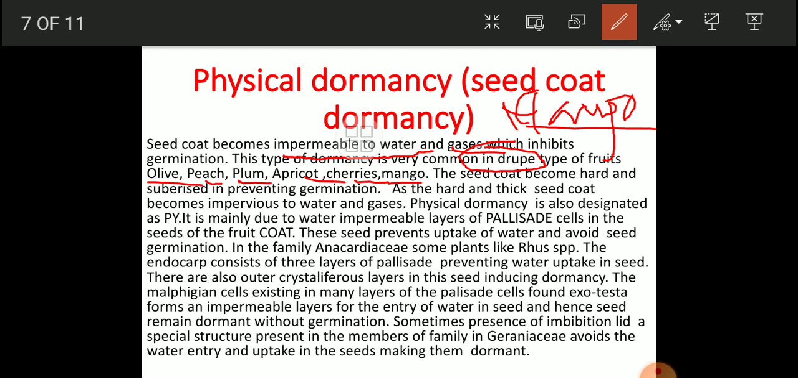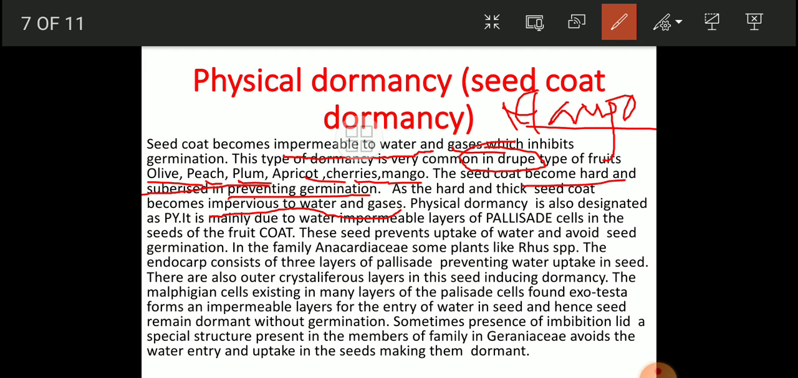The seed coat becomes hard. The seed coat becomes hard and suberized, preventing germination because of the deposition of suberin. That hard layer prevents the entry of water and is impervious to water and gases. So you might have come to know how things happen.